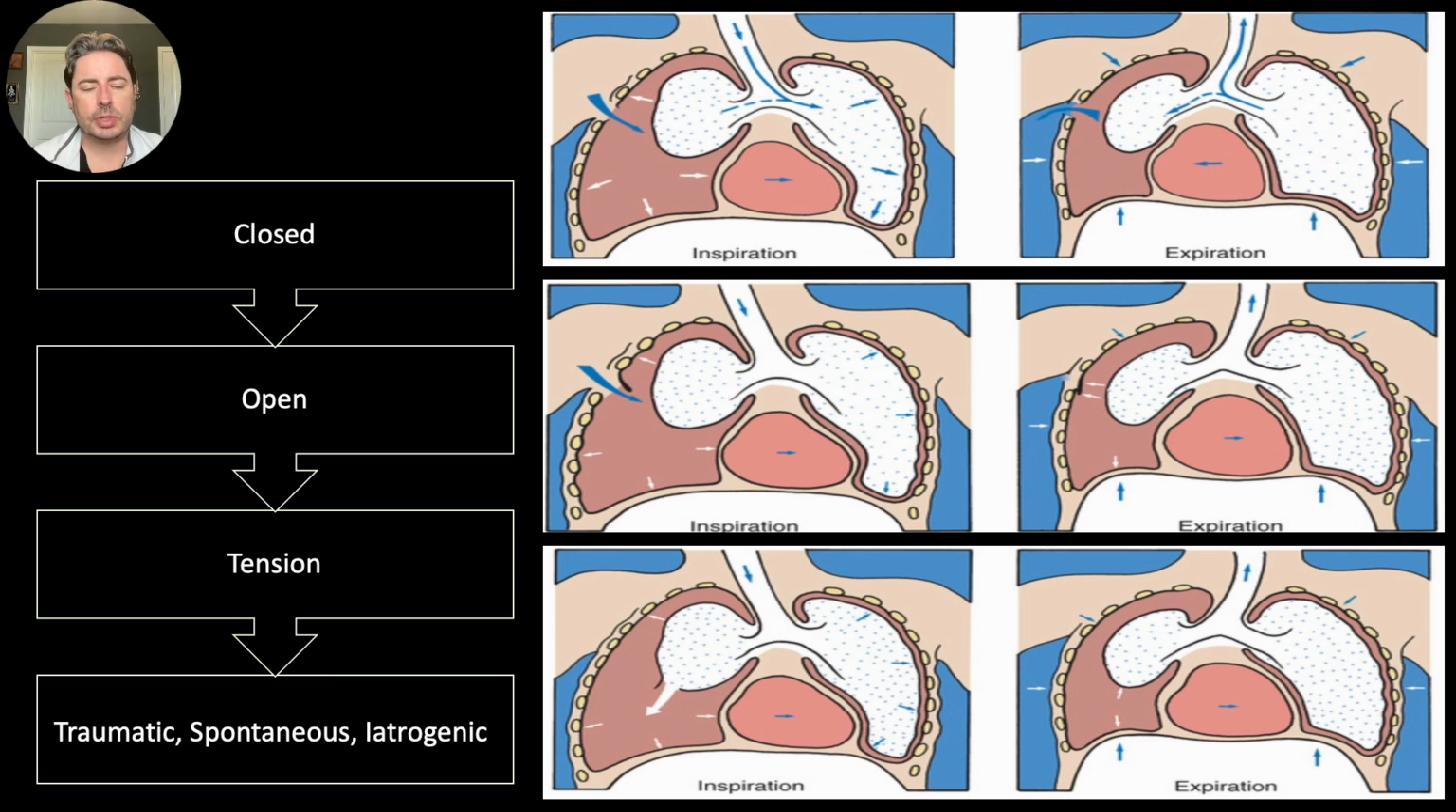So let's get into some of the classifications of pneumothoraces or pneumothorax. Generally you have two schools of thought when it comes to classifying a pneumothorax. It is closed, open, or tension, or you can have traumatic, spontaneous, or iatrogenic. They're both their own school of thought when it comes to classifications, and we're going to talk about each of them.